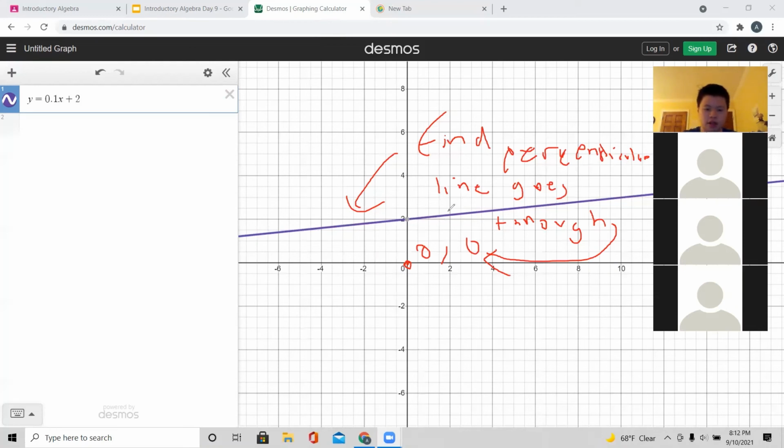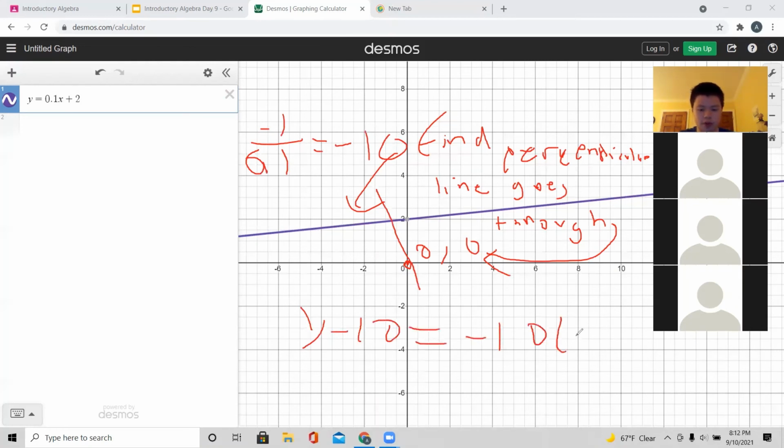Okay, so the slope of the perpendicular line is -1 over 0.1 equals -10. So we know the slope, we know a point, we can just shove it into point slope form, which actually turns out to be slope intercept form if we look closely at it. Y equals -10x. Very simple.